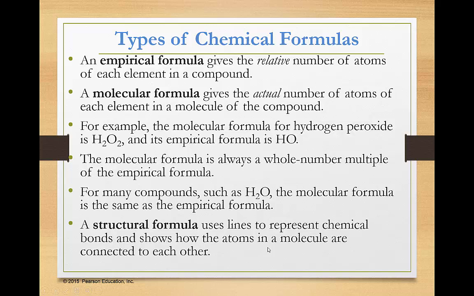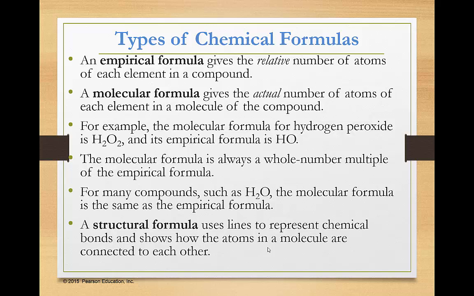So when we talk about chemical formulas, we can subdivide. We categorize all the time in chemistry, and we're going to categorize types of chemical formulas. There are several basic types. One is an empirical formula. The empirical formula just gives you the relative number of atoms of each element in the compound. So this is like least common denominator. What is the minimum ratio of atoms to one another within the compound?